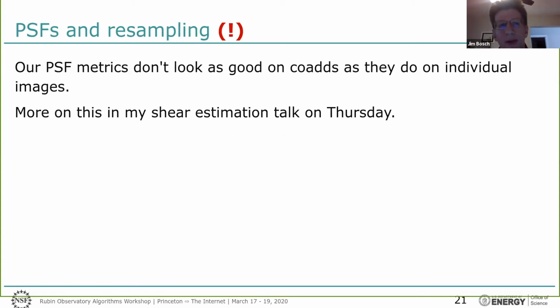PSFs and resampling. Our PSF metrics don't look as good on coadds as they do on individual images. This is mostly a talk about weak lensing PSF metrics, so I'll talk about this more in my shear estimation talk on Thursday. I think we have some candidates for what's going on here, but this is where we're at right now with the coaddition of PSFs.